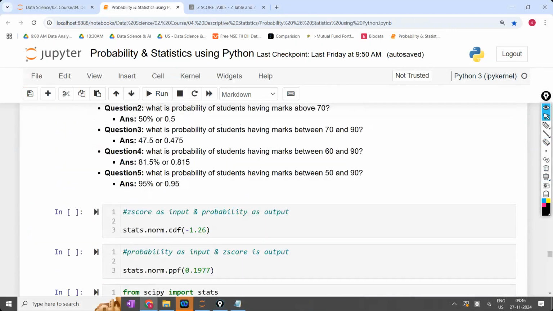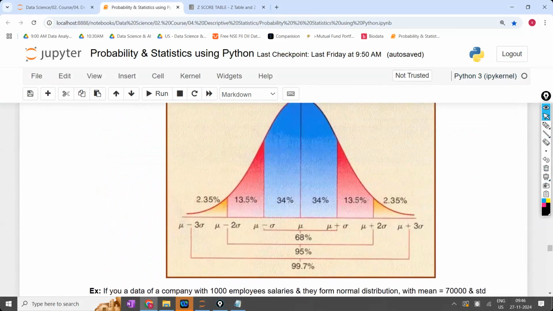This is the rule. The mean is 60, right? I'm writing clearly: 60, 70, and this is 40. What is the distance from 40 to 70, which is 68%? It is fixed always. From minus 1 sigma to plus 1 sigma, exactly 68% will be there, whatever the scenario you take.